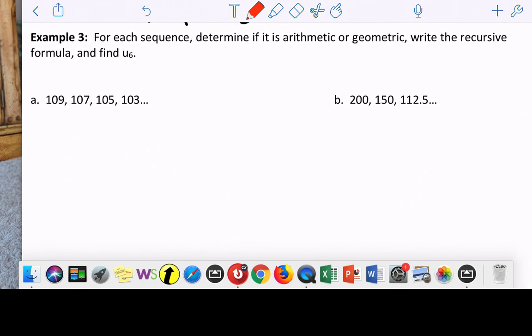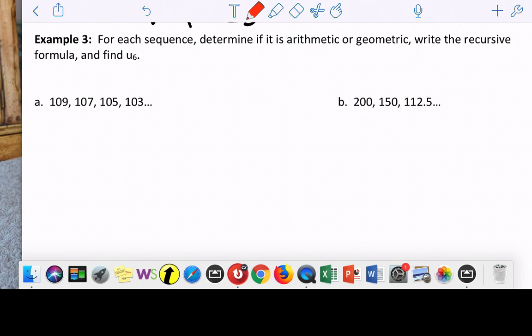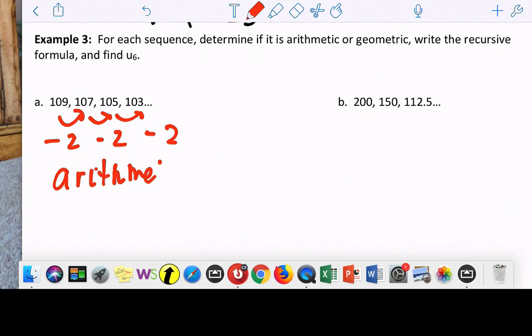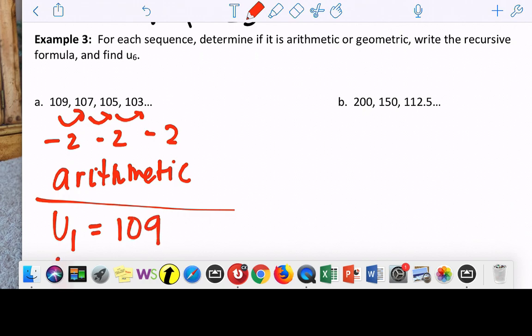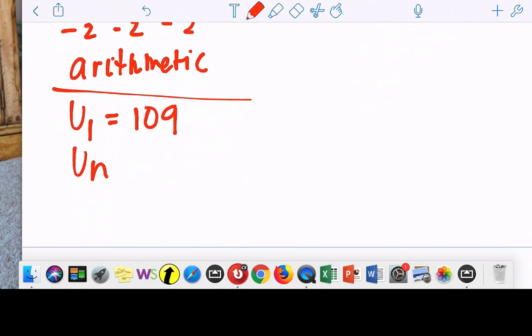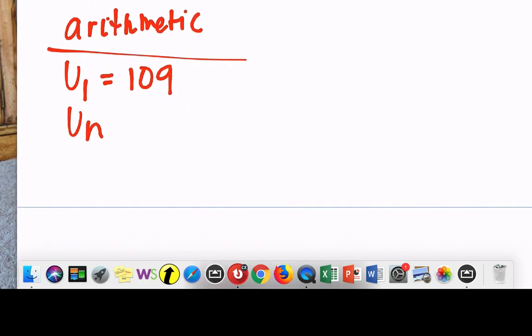For each sequence, determine if it's arithmetic or geometric. Write the recursive formula. This time find the 6th term. U sub 6 means the 6th term. All right, so this one right here, it looks like we're subtracting 2 every time. So this is arithmetic. All right, if it's arithmetic, let's write the recursive formula. So our starting value here is 109. To find any term, you take the term before it, and we are subtracting 2.